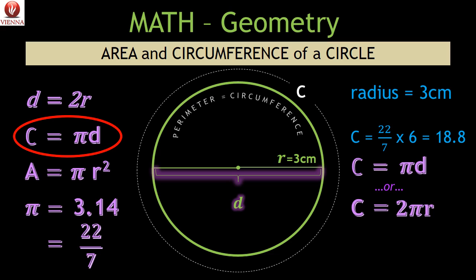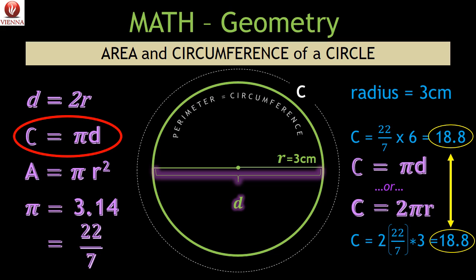Now, circumference can equal, as we've said, pi times diameter, or the same thing, 2 times pi times the radius. So if you do it out that way, it would be 2 times pi, 22/7, times the radius of 3, equals 18.8. And so you can see either way, you'll come up with the same answer.